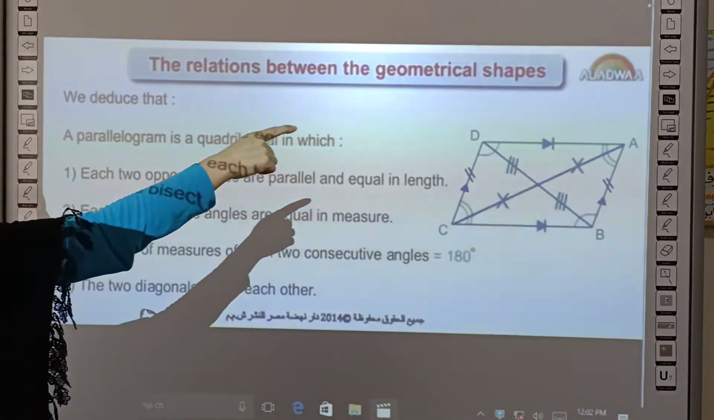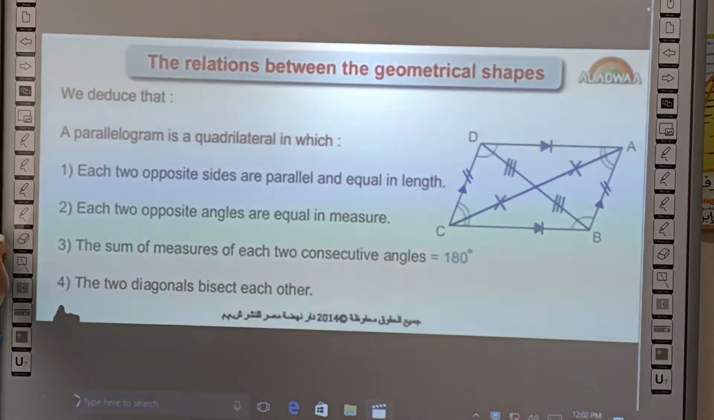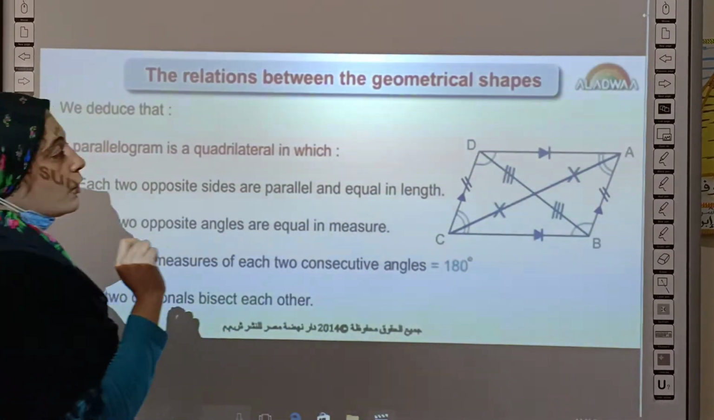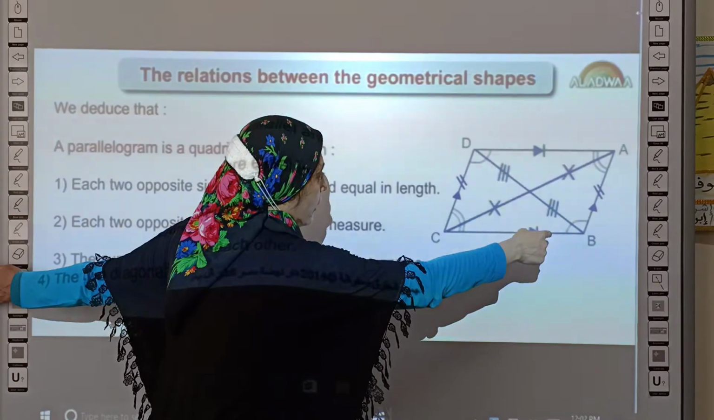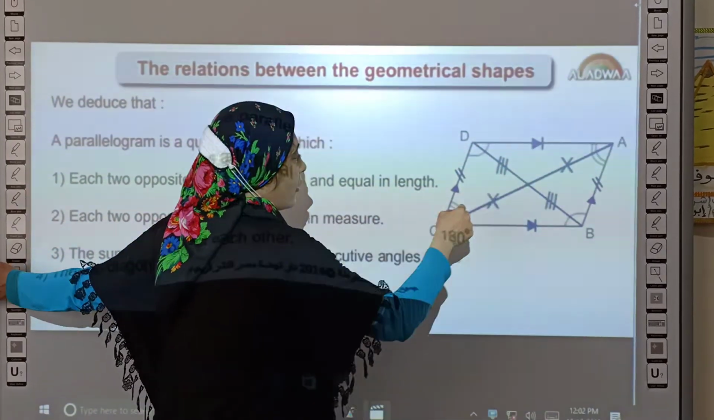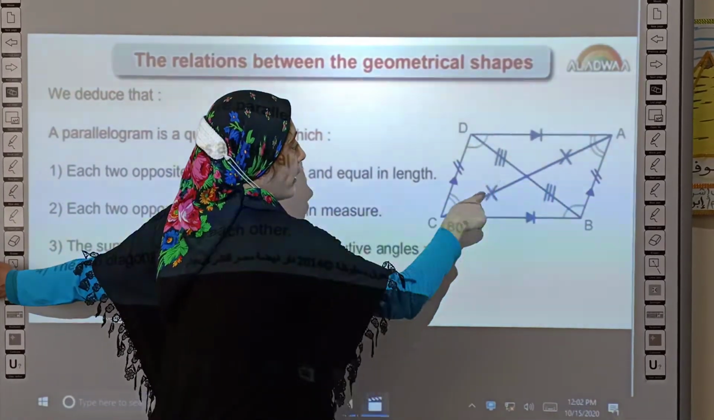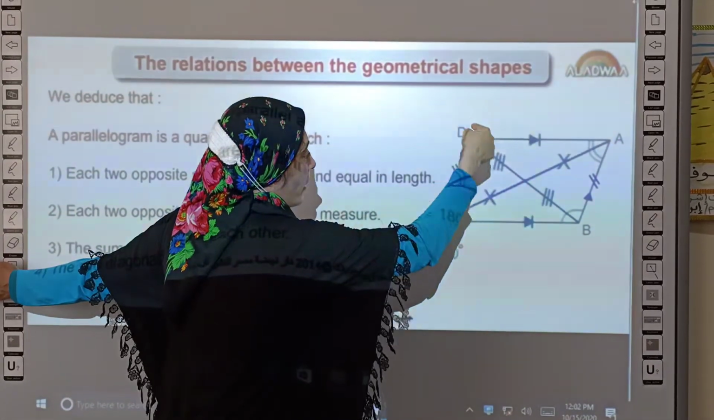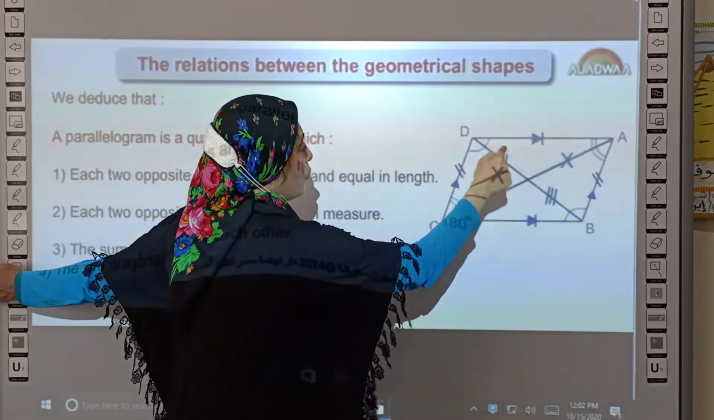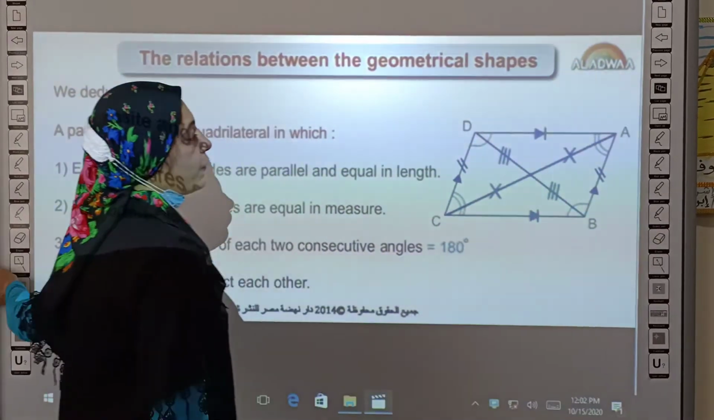The two diagonals of the parallelogram bisect each other. Bisect means the first diagonal divides the second diagonal into two equal parts, and the second diagonal divides the first diagonal into two equal parts.